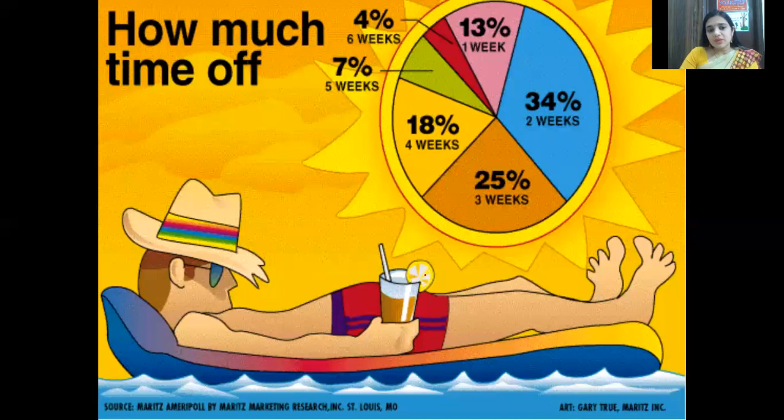Or better, for example, how much time off you want. If you ask employees, then they might reply this way, and you can form it in the form of a pie chart. 4% of people said they want 6 weeks vacation, 7% said they want 5 weeks time off, 18% said they want 4 weeks, 25% said they want 3 weeks, 34% said they want 2 weeks, and 13% said they want 1 week.